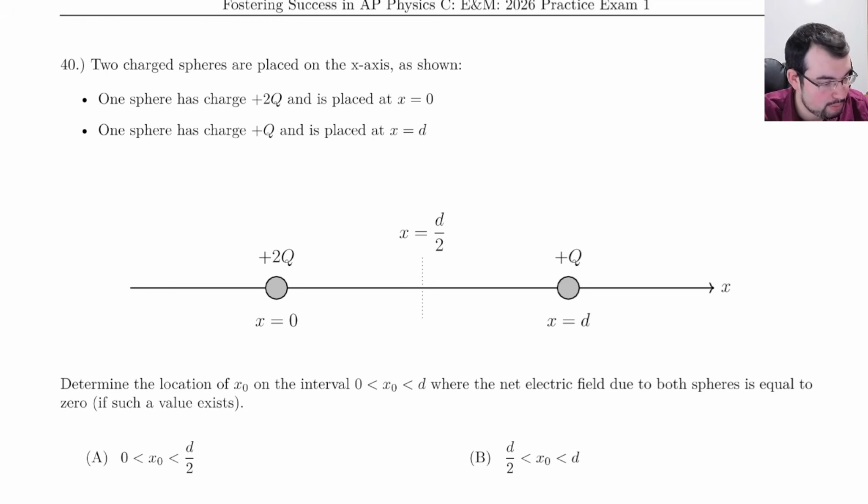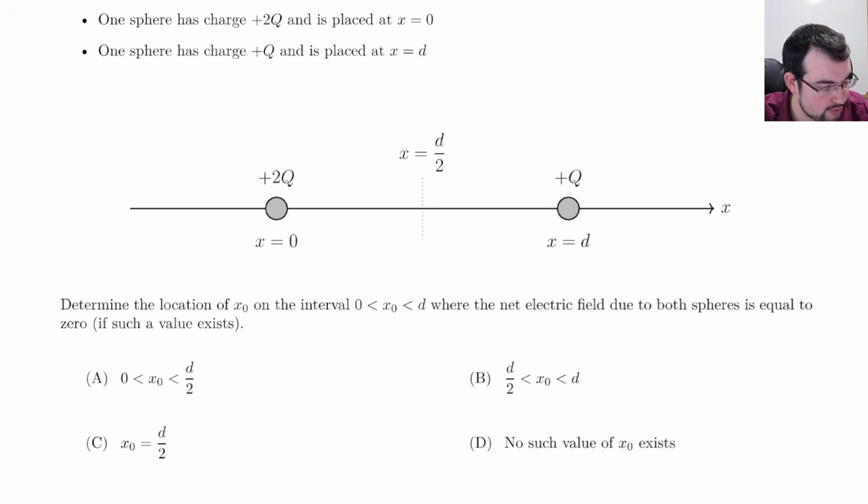All right, and then we have a quick moment of reprieve. 2 charged spheres are shown below. One sphere has charge 2Q. One sphere has charge 1Q. Determine the location where there would be 0 electric field between the charges if possible. So remember that we'll always use superposition. So this would be a large source of field lines, and this would be a small source of field lines.